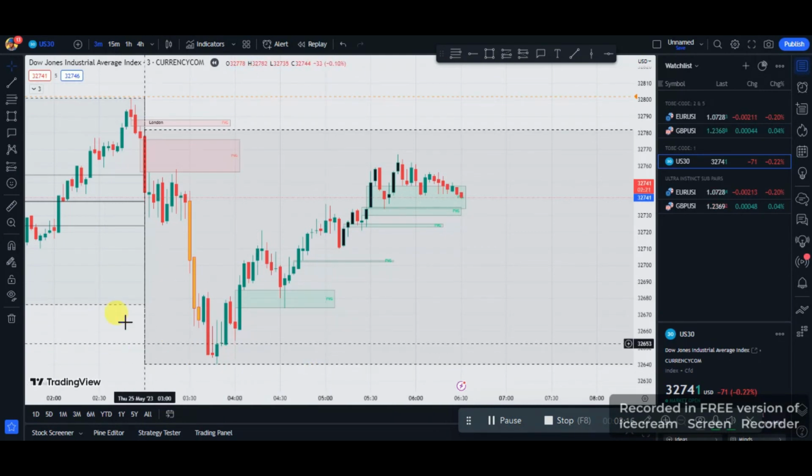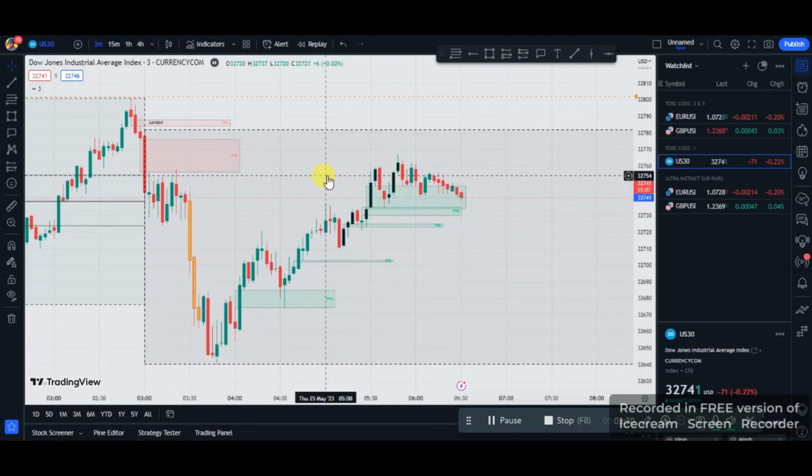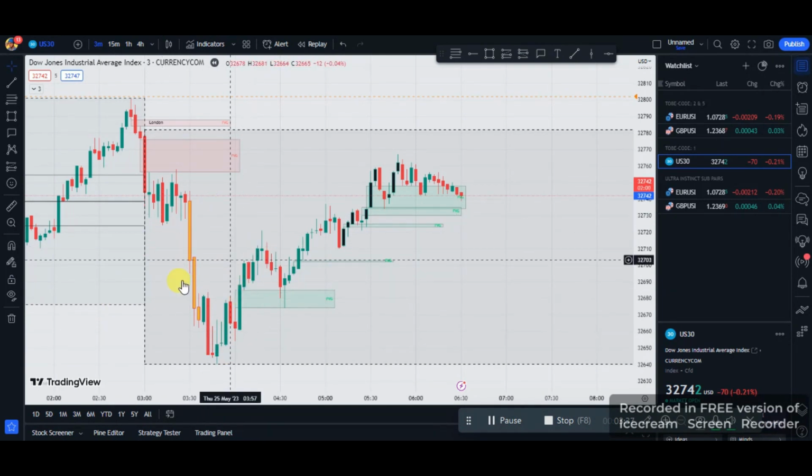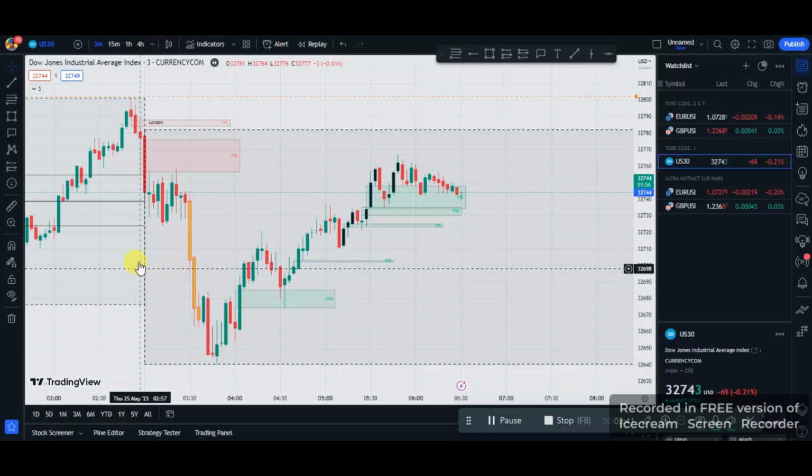So my entry, the manipulation must happen from 3 to 4. It's a must. Then my entry could take place anywhere from 3 to 5. This is not how ICT taught the strategy, but I personally like to use 3 to 5. It's just how I like to. I've backtested it, and I've seen that, okay, this is what works for the strategy, although there are some other things I had to come up with.